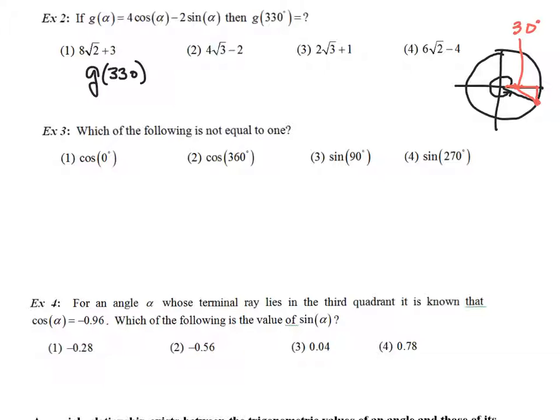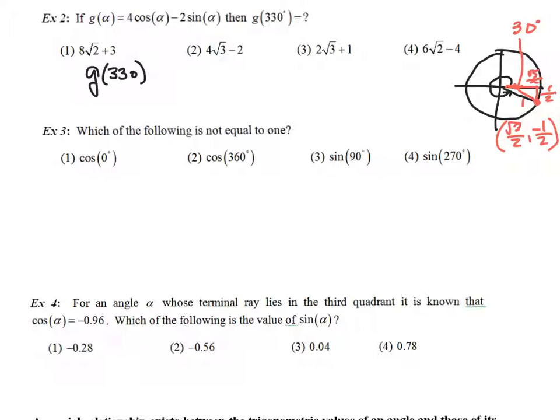So across from the 30-degree angle, I know that that side is going to be 1/2. Across from the 60-degree angle, that side is going to be radical 3 over 2, and the hypotenuse is, of course, 1. So the ordered pair would be, I'm going to the right radical 3 over 2, I'm going down 1/2, so that tells me my y coordinate is negative.